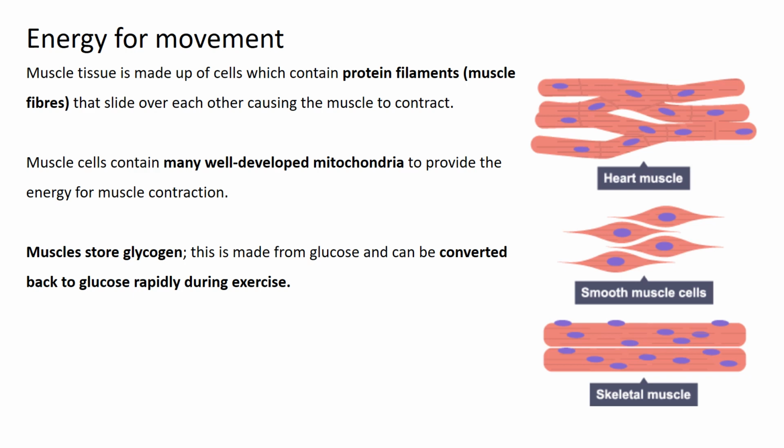Muscles store glycogen, which is made up from glucose and can be converted back to glucose very rapidly during exercise. So, the more muscles you build during your training as an athlete, the more you can respond faster to the need for more energy.